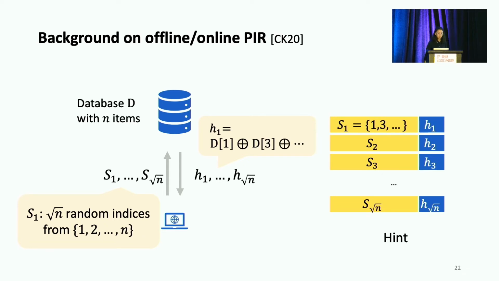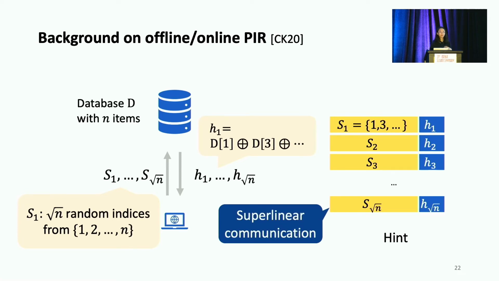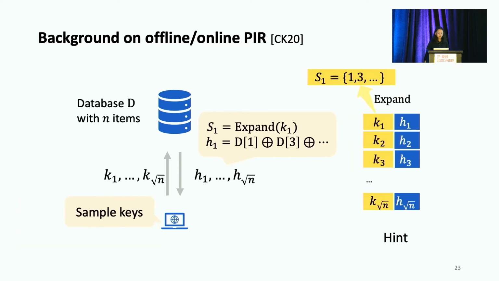But as you can see, if the client sends the sets in the clear, it requires a communication larger than n, which we want to avoid. So they propose a technique to compressively represent the set using a short key. So now the communication is reduced to sublinear, and the hint is also small.